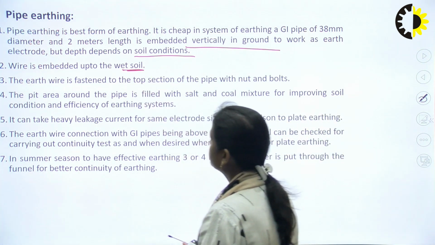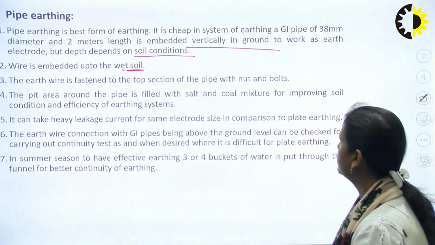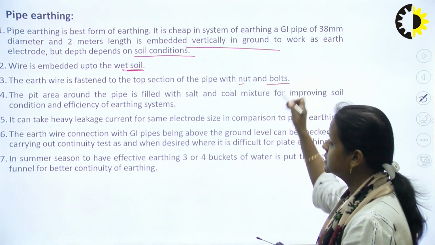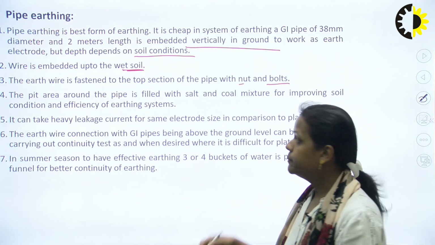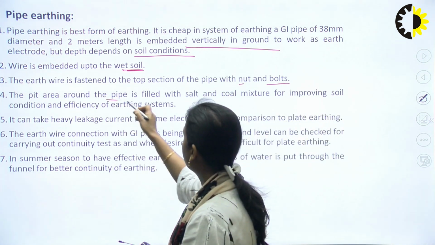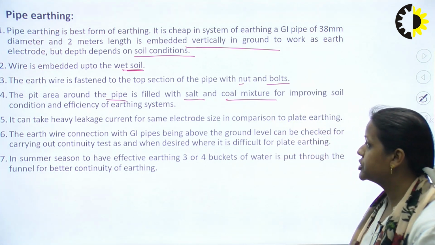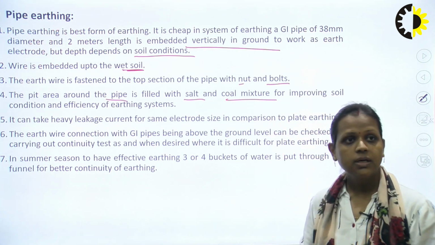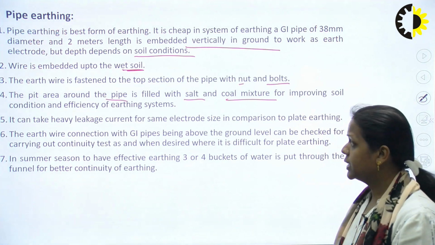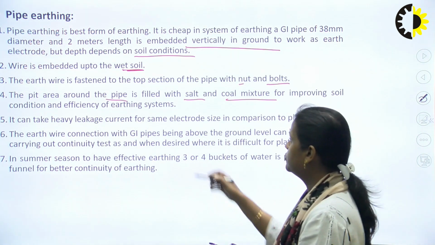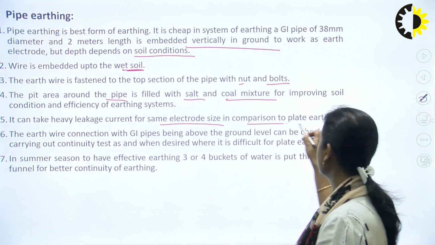The earth wire is fastened to the top section of the pipe with nuts and bolts, and the pit area around the pipe is filled with a salt and coal mixture for improving soil condition and efficiency of the earthing system. So it can take heavy leakage current for the same electrode size in comparison to plate earthing.